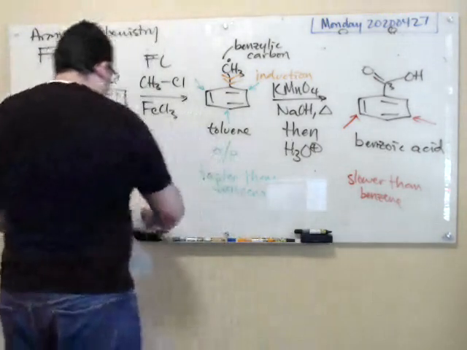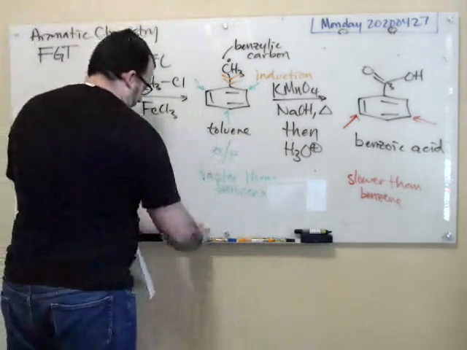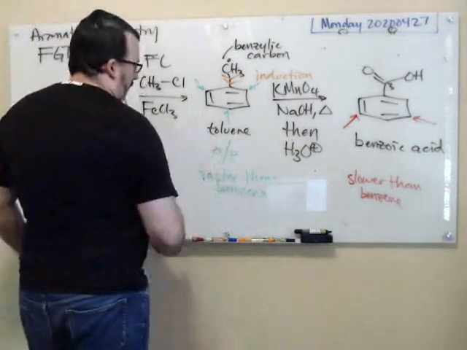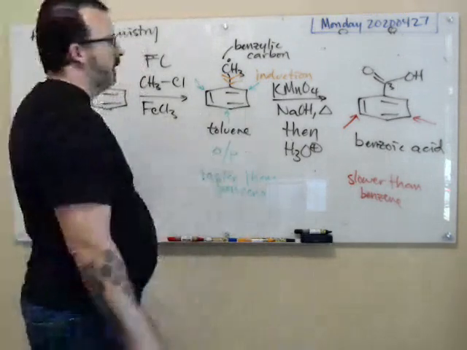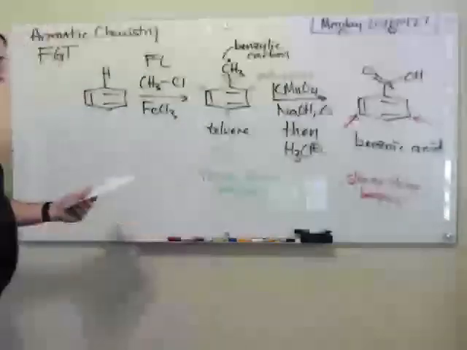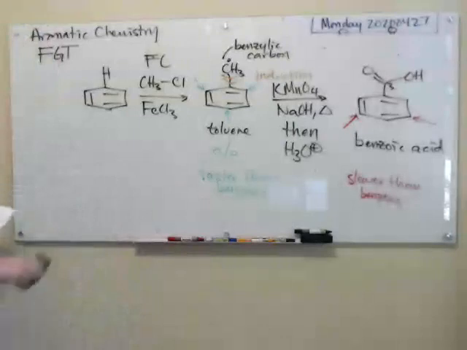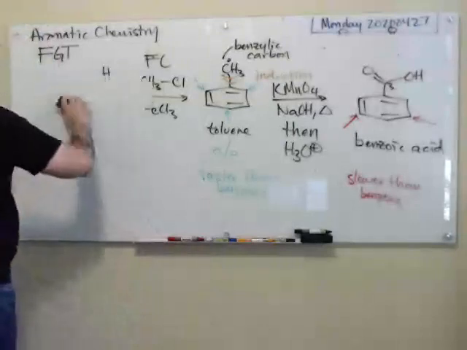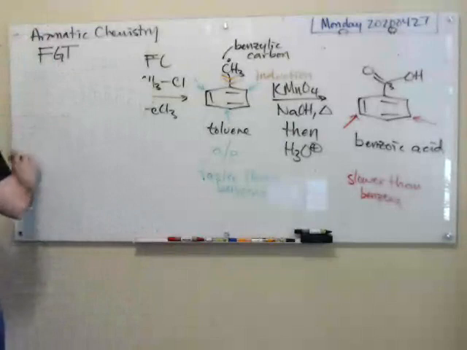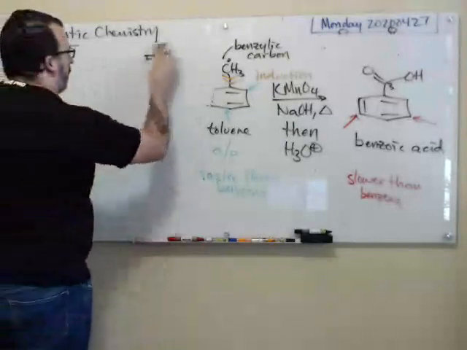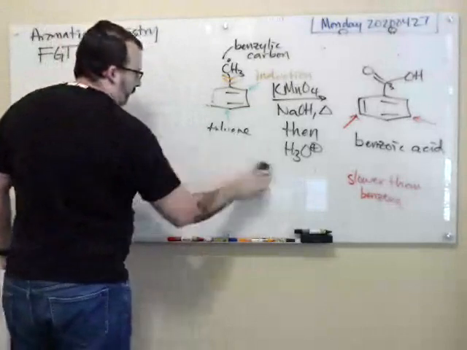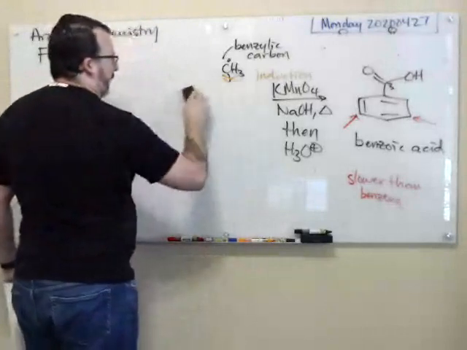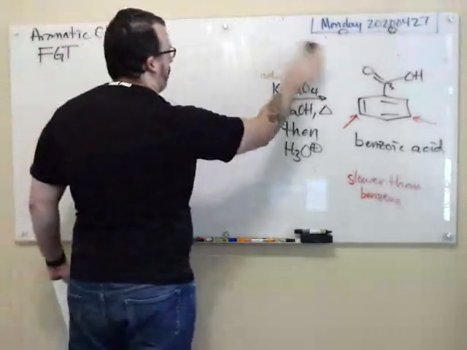So let me go ahead and erase this. So this is a functional group transformation that flips the reactivity. We're going to look at another one of these, and then we'll get a little bit deeper into the reactions of the amino group.